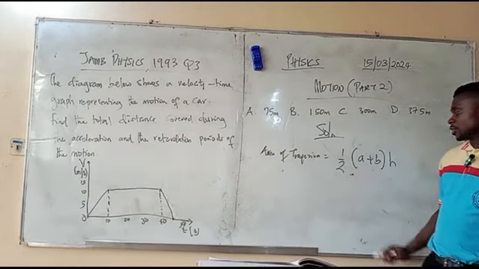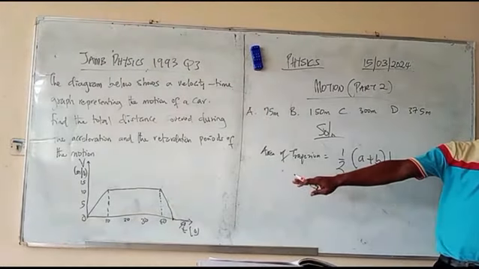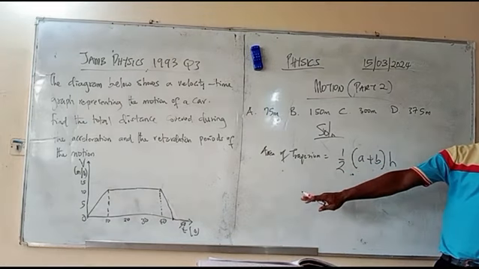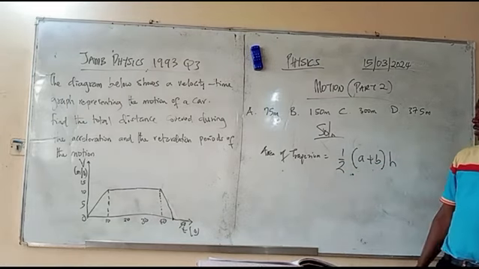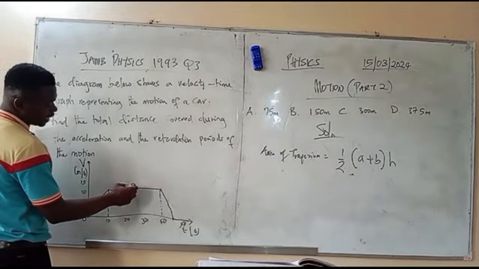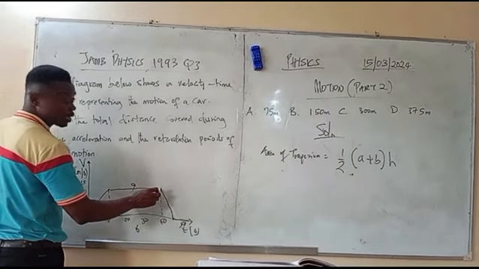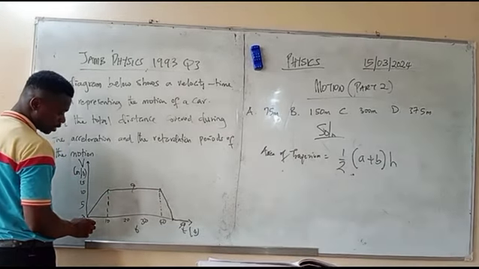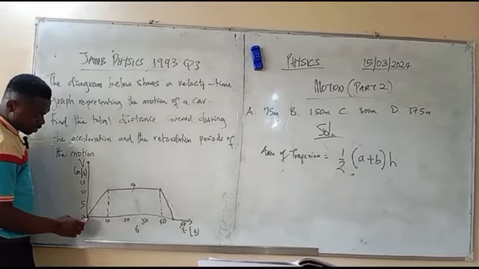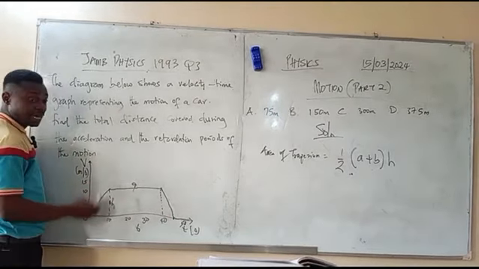Now look up, please. Area of a trapezium: half A plus B times what? Height. From this diagram now, look up, please. See what I'm doing. A is this side. A is from here to here. B is from here to here. The height, this is the H. This is the height, okay?